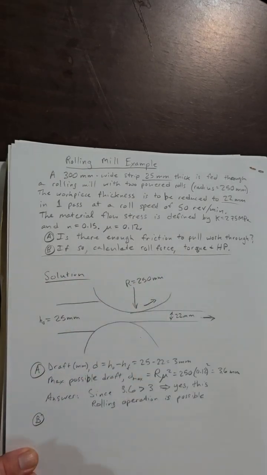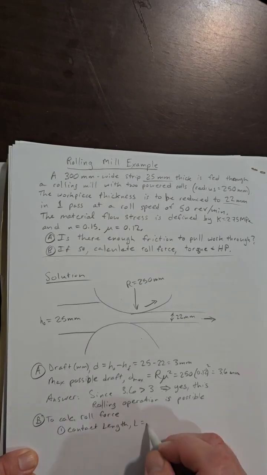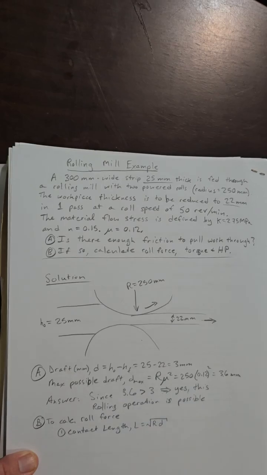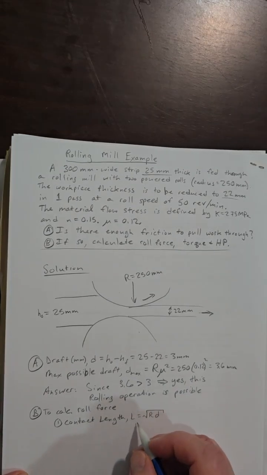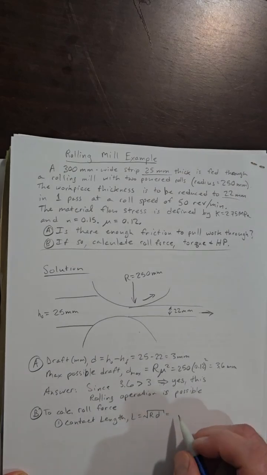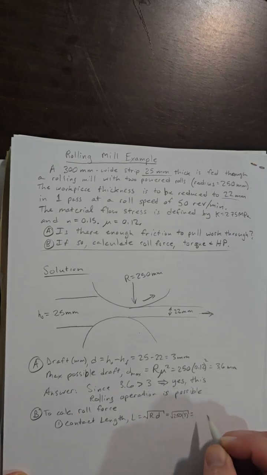B, if so, calculate the roll force, torque, and horsepower. To calculate the roll force, we need to know the contact length, and that is defined by the equation L equals the square root of R times d. From the small angle theory, L equals the square root of R times d. So to find this contact length, the square root of 250 millimeters times 3 millimeters gives us 27.4 millimeters.